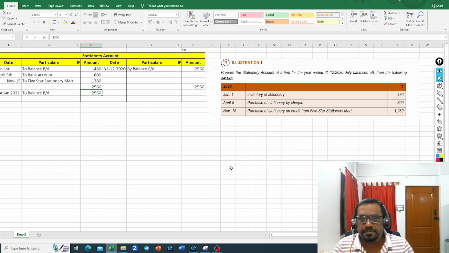That's all, very simple. What we did, we posted these 3 entries and we did the balancing, and we mentioned that as balance carried down, and we brought down that balance to the next period as balance brought down. That's all. Problem is over. This is how you need to prepare the stationery account. Right? Hope you are clear with that subject.